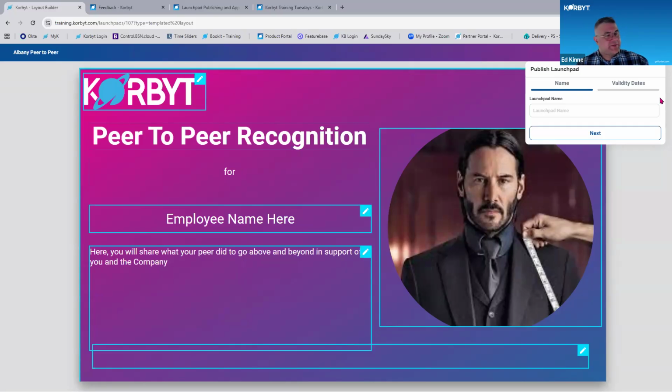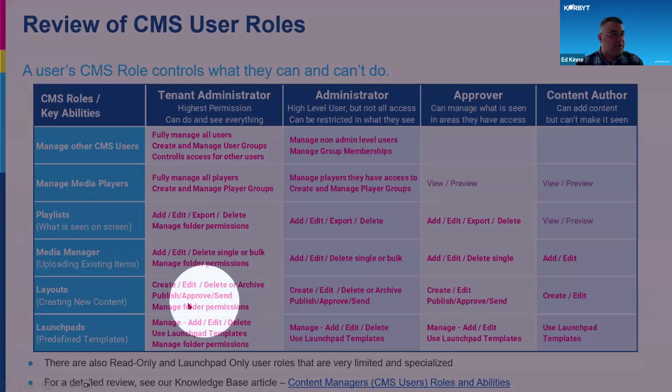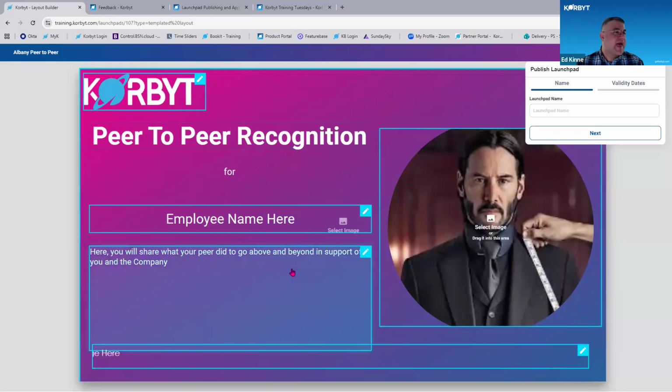Well, that is because at the moment I am logged in as a tenant administrator, which lets me change system setting roles. But tenant administrators have the ability to publish layouts. So do administrators and so do approvers. So even with that Launchpad approval turned on, it does not affect approvers, administrators, or tenant administrators in the system. Since they are individuals who can approve their own creations, it does not ask them to select someone to approve the design.